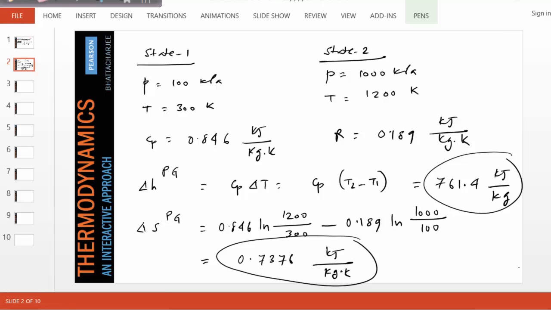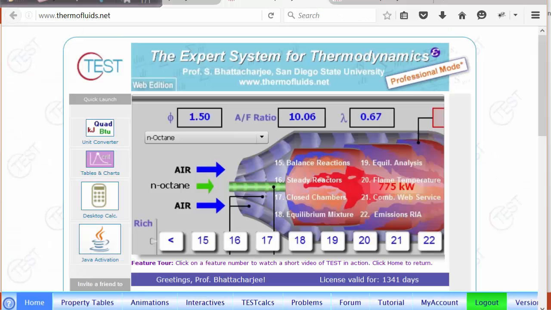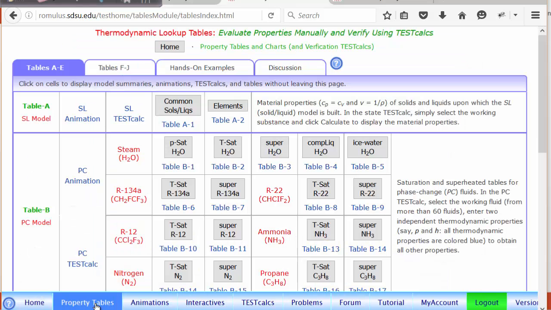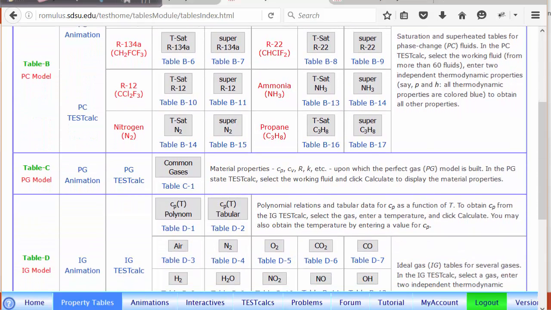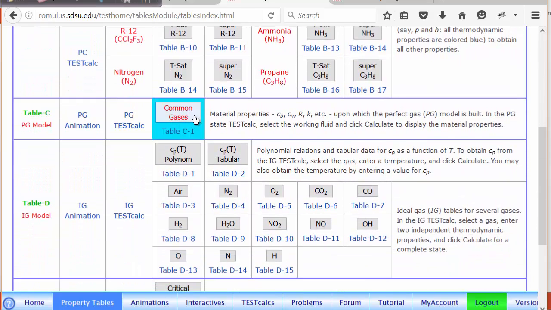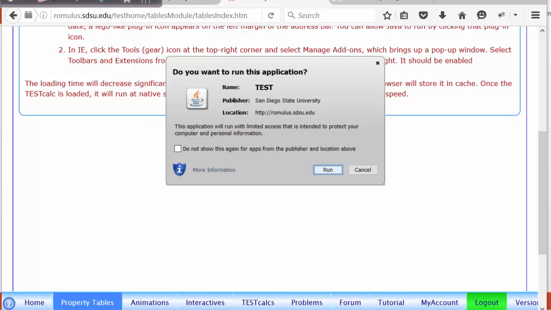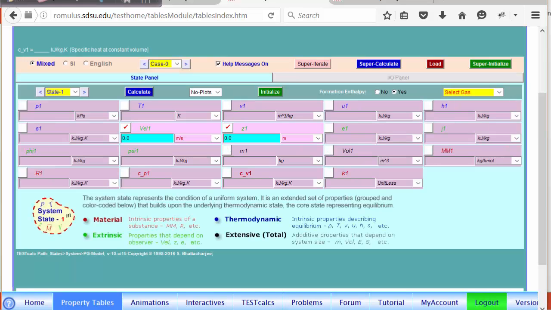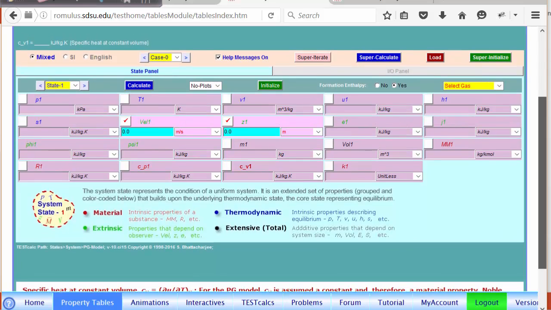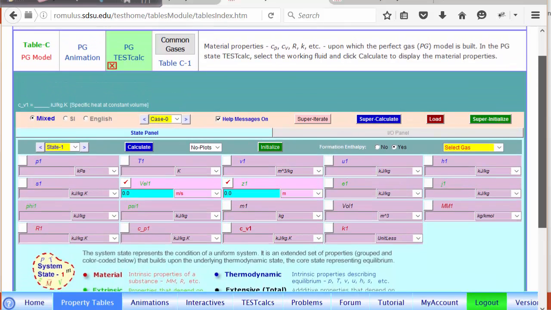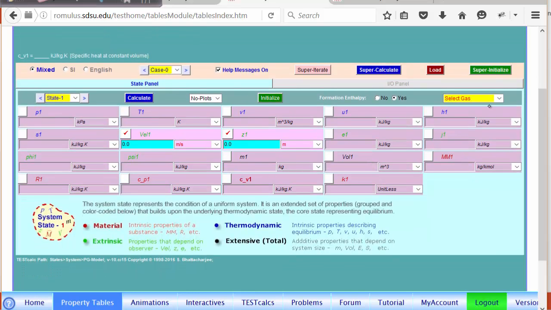Okay, let us now verify the solution. For that, we go back to the property tables module, and we can find the test calc right next to the PG model. In this row, the first one explains what the PG model is about, the animations explain a little more, and the test calc is right here. If we click, you have to use Firefox, and as you can see, the test calc is launched right under this PG model row. We'll center it, select carbon dioxide.